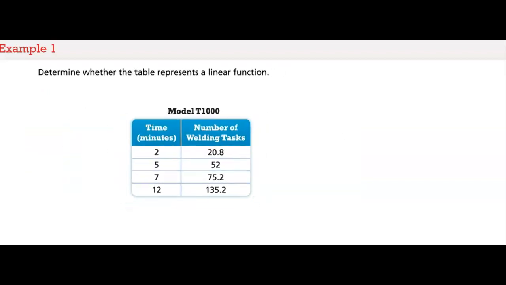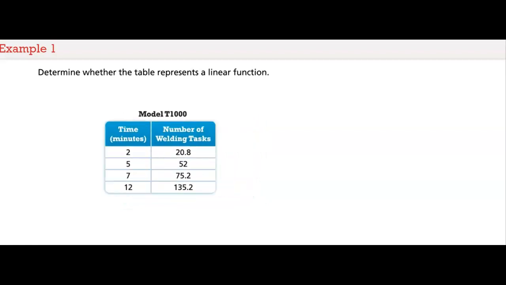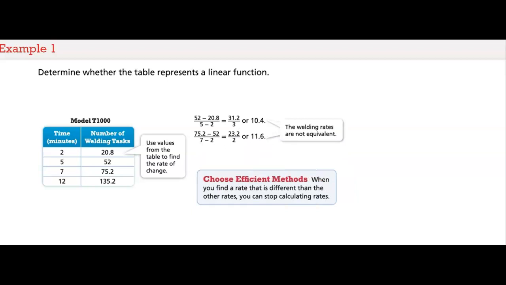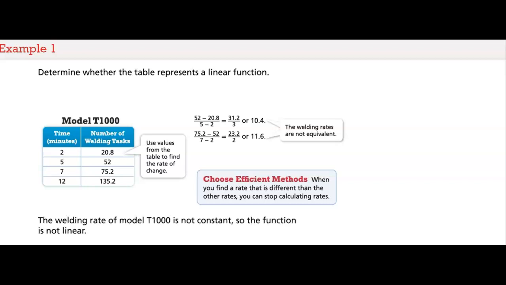Determine whether the table represents a linear function. Use values from the table to find the rate of change. The welding rates are not equivalent. When you find a rate that is different than the other rates, you can stop calculating rates. The welding rate of model T1000 is not constant, so the function is not linear.